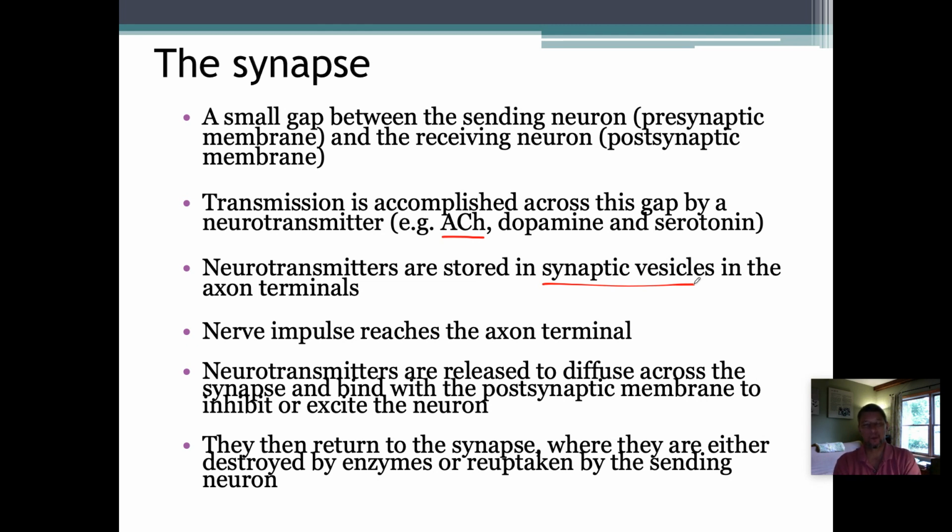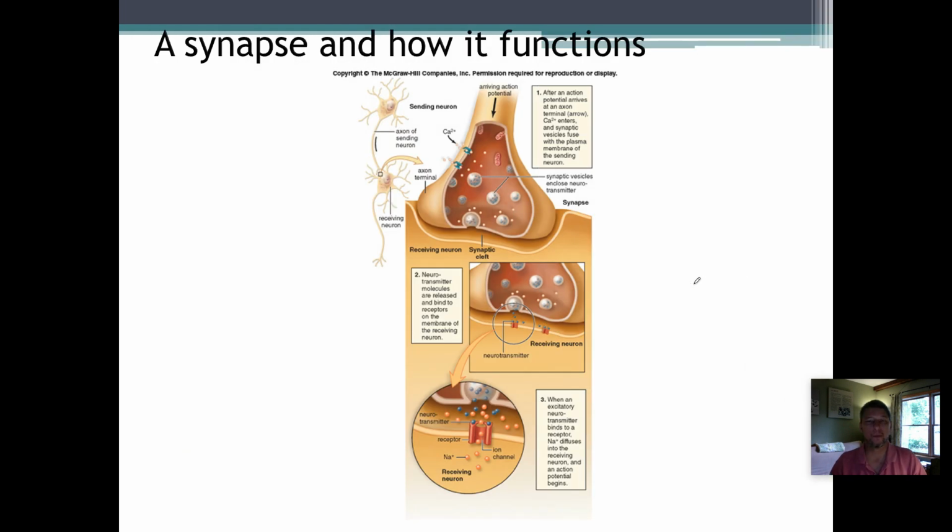All right. So again, the electrical signal reaches the end of the sending neuron. The sending neuron then empties its synaptic vesicles of neurotransmitters into the gap. Those neurotransmitters diffuse across the gap and either stimulate or inhibit a new electrical signal in the postsynaptic neuron. All right. And so again, the signal goes from electrical to chemical to electrical again. Okay. So this is an image of how that actually works.